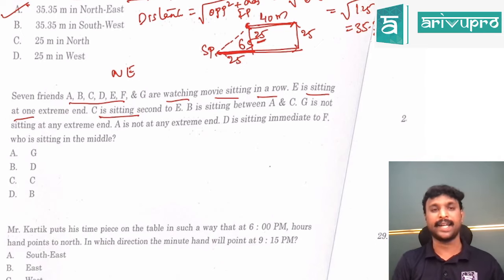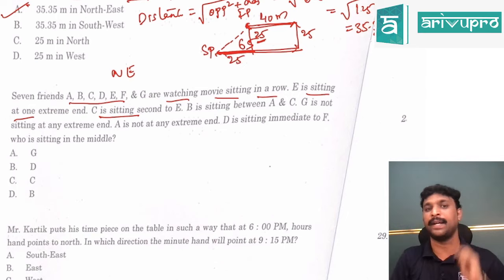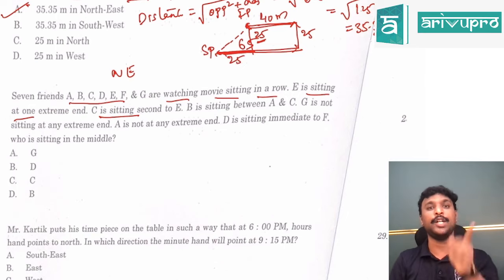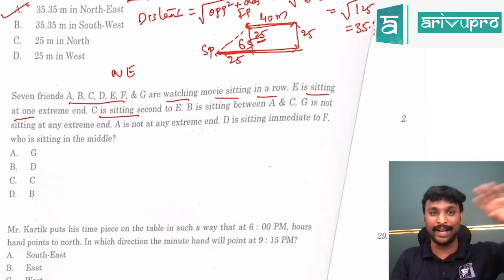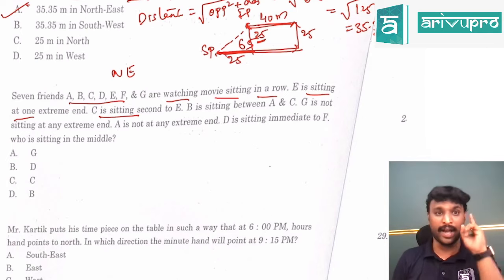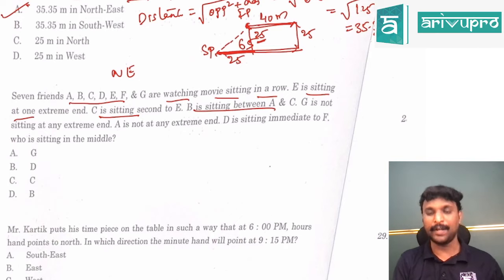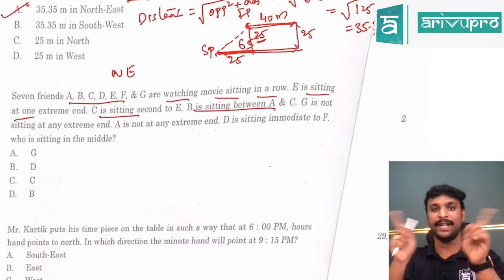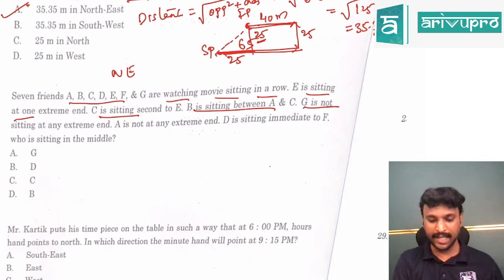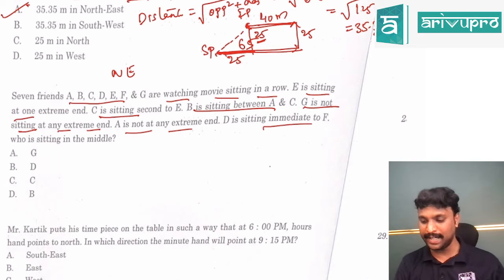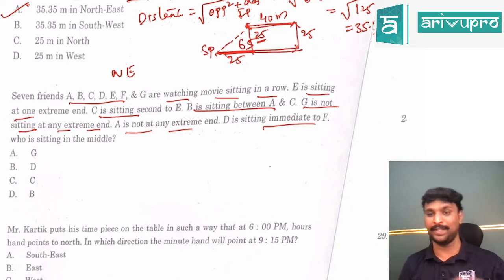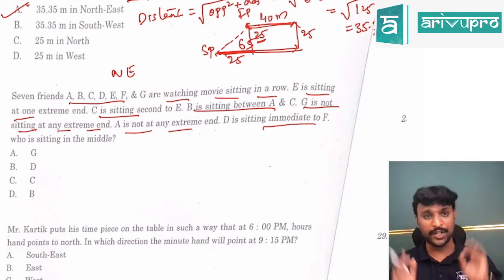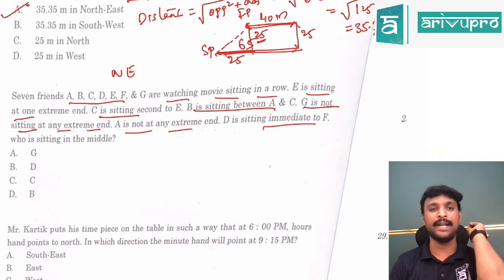C is sitting second to E. Yes or no? Second to E means second right to E or second left to E. They have not given. So again, it is not a sure one. B is sitting between A and C. Is it a sure one? No. A and C's positions can be interchanged. G is not sitting at any extreme end. A is not at any extreme end. D is sitting immediate to F. Immediate to F means immediate left or immediate right. We are not sure about it.